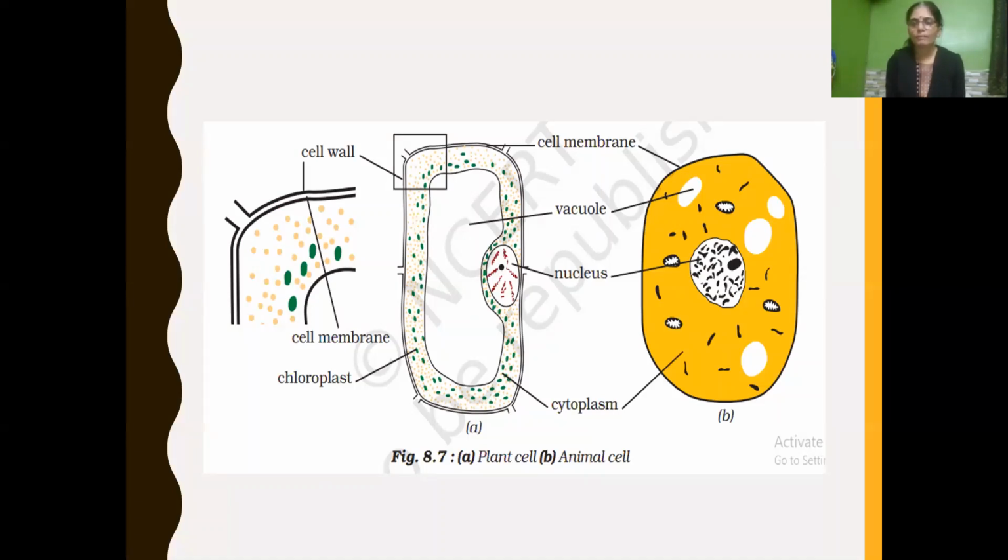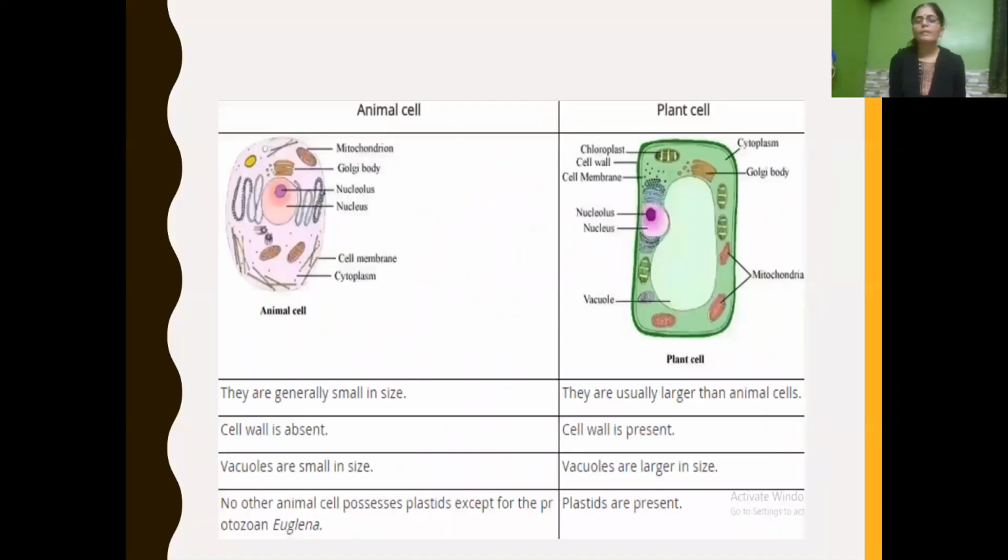And one more thing: we can see green colored, small, spherical bodies present in the cytoplasm of the plant cell. What do we call that? Chloroplast can be seen. But in the animal cell, chloroplast is absent. So from that we can find the difference between animal cell and plant cell.